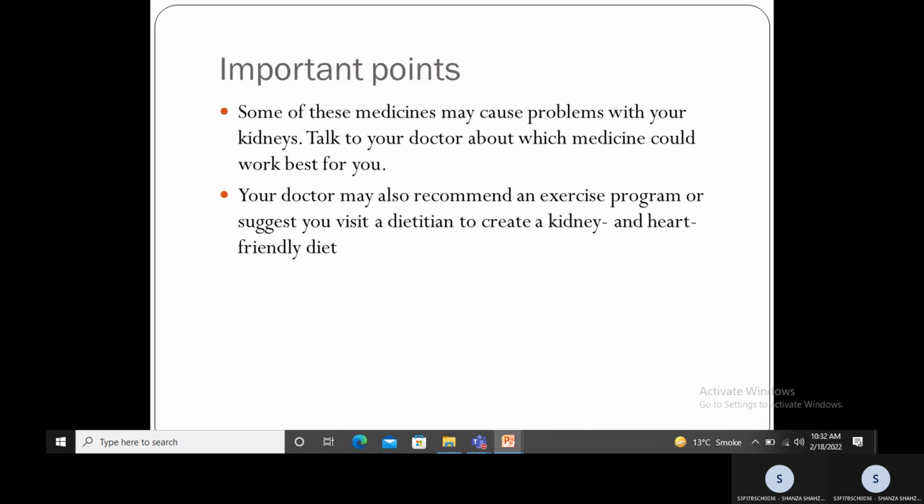Some important points: some of these medicines may cause problems with your kidney. If you use these medicines, they can cause problems for your kidney. Talk to your doctor about which medicine could work best for you. Your doctor may also recommend an exercise program or suggest you visit a dietitian to create a kidney and heart friendly diet.